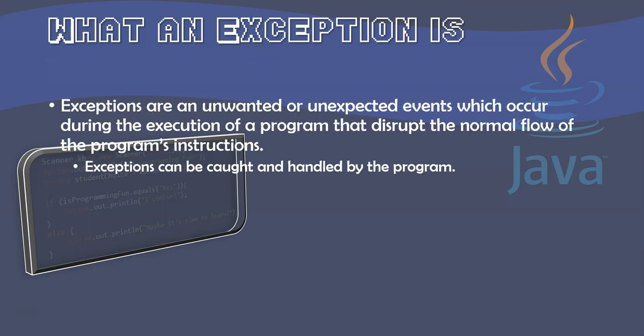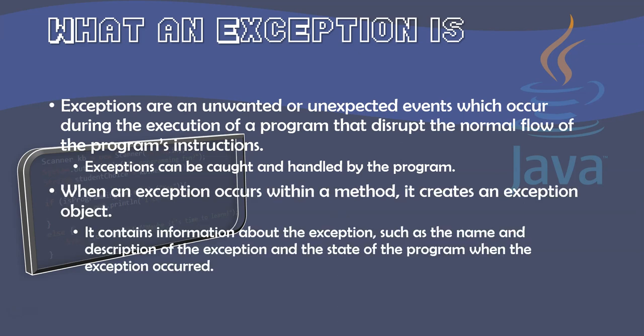So remember, exceptions are unwanted or unexpected events that occur during the execution of a program that disrupt the normal flow of program instructions. These exceptions are typically caught and handled by our program. Now, when an exception occurs within a method, this creates an exception object. And that exception object will contain information about what that exception is, such as the name, the description of the exception, and maybe even the state of the program when that exception occurred.